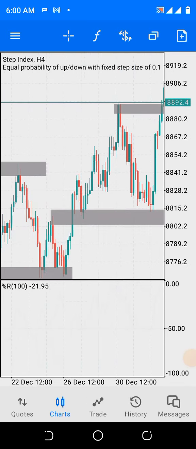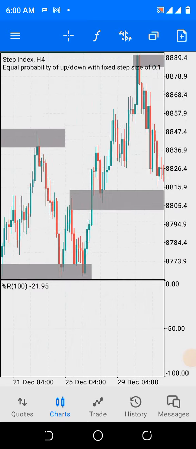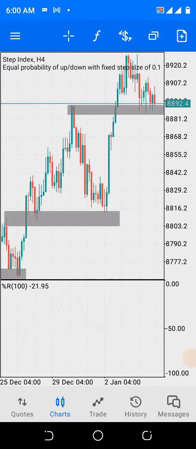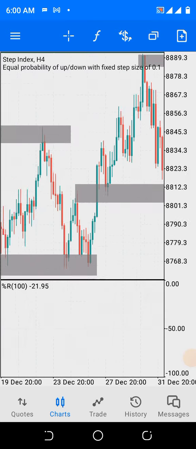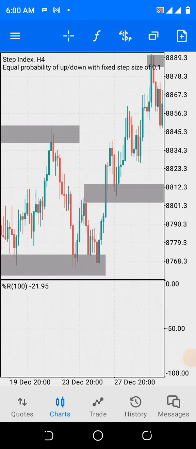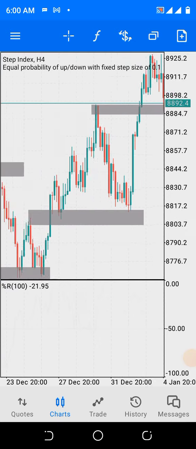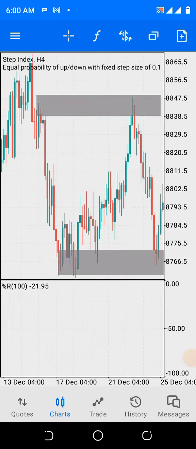Let me show you how to analyze a chart professionally, with the concept of support and resistance and the break and retest strategy. Now here is my chart.